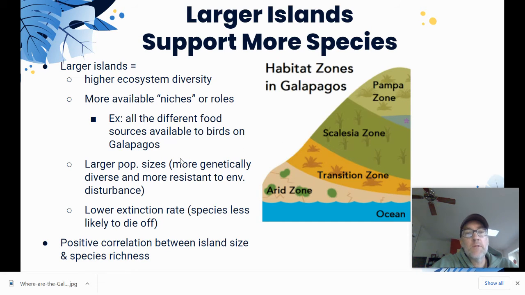A larger population size, again, means more genetic diversity and more resistance to disturbance because there's more diversity. Genetically, they can have more variation in their traits, and say there's a disease or a disturbance, there might be unique traits that allow that species to survive. Lower extinction rates. All right.